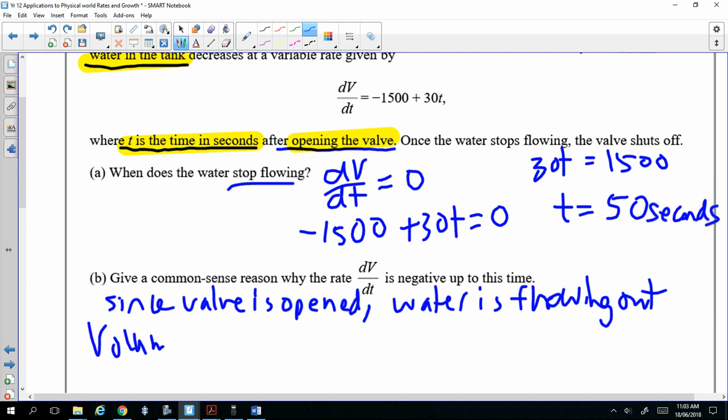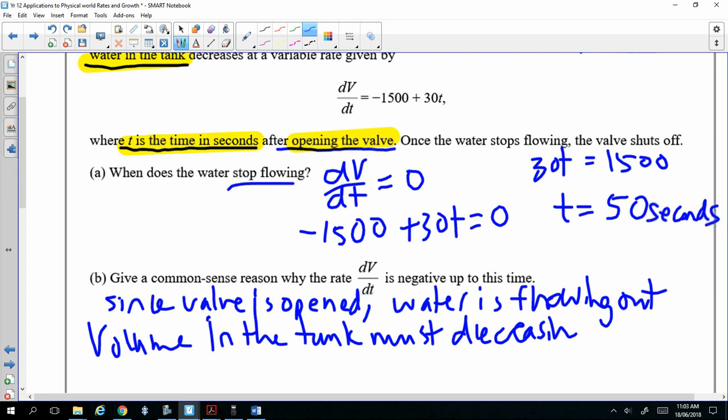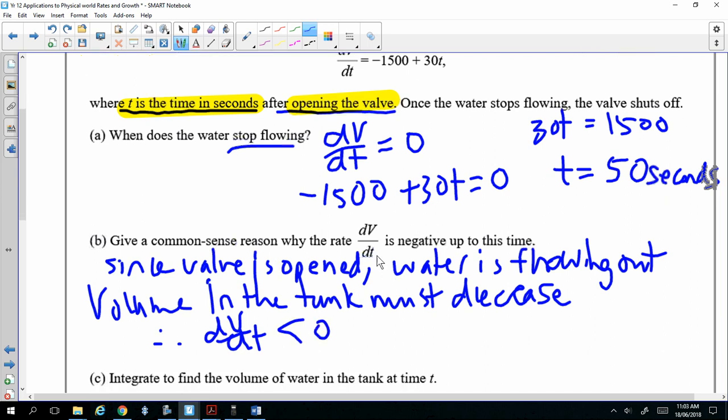And because it's decreasing, therefore the rate must be negative. Therefore, dV/dt, the rate of change of volume, must be less than 0. That's the reason. So when a valve is open, water is flowing out. Therefore, you're losing volume. Therefore, the rate of change of volume must be negative because it's decreasing.